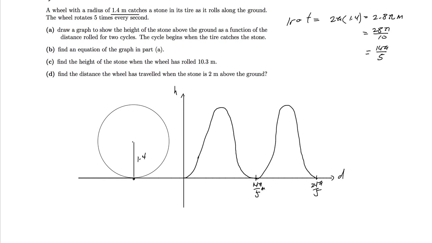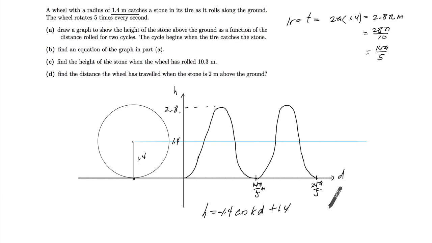Some important features of the graph. The middle is going to be 1.4. And the maximum, of course, is going to be 2.8. The minimum is 0. The equation will be height as a function of distance. The radius is 1.4, but it's negative because it starts from the bottom. It's a cosine graph that's starting at the bottom. And we need k d plus 1.4.